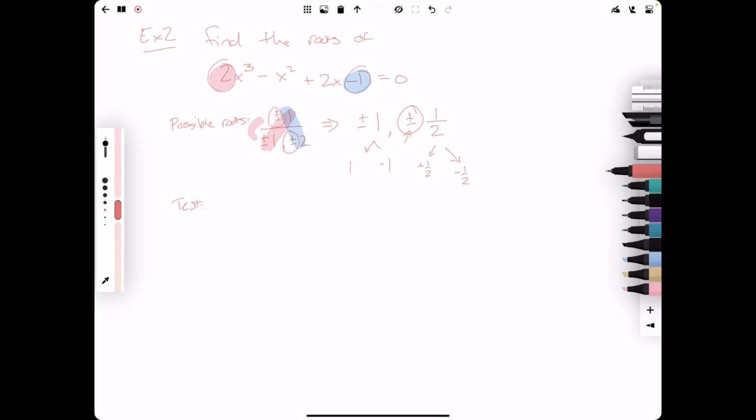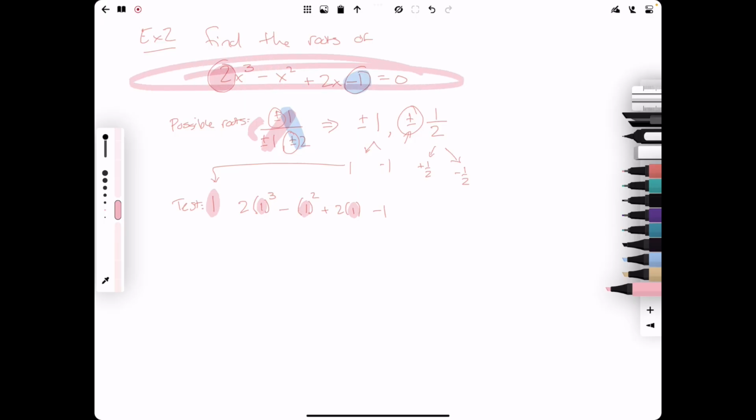Test 1. The number 1, right? So I could say 2, following the equation, times 1 to the third minus 1 to the second plus 2 times 1 minus 1. What are we putting in? You're just putting 1 in for all of the x's in the equation. This equation right up here, right? So we can figure out all that equals. 1 to any power is still just 1, right?